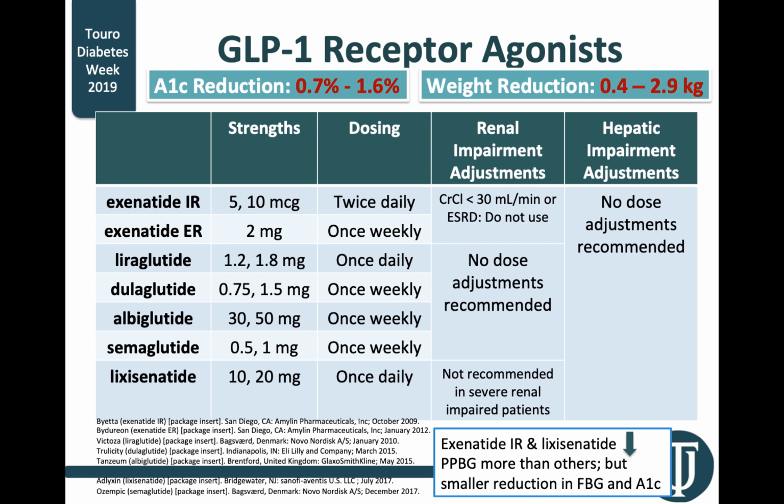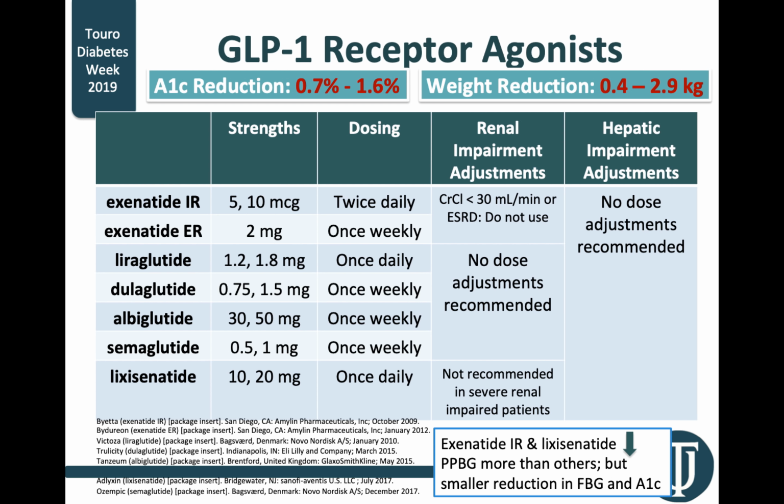So for renal dosing, we have to pay attention. So for liraglutide, dulaglutide, albiglutide, and semaglutide, we don't have to worry about renal dosing. So pay attention for those who have reduced renal function. In terms of hepatic adjustment, there's no recommended adjustment, but we have to pay attention for those who have reduced hepatic function.